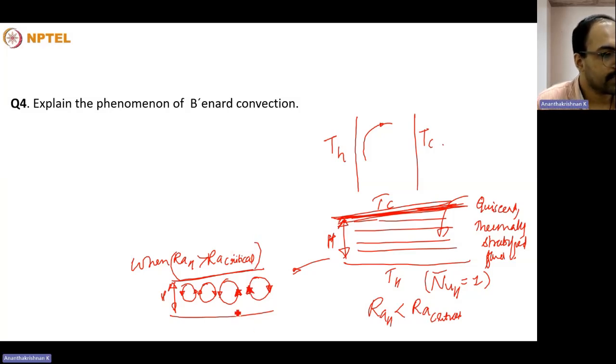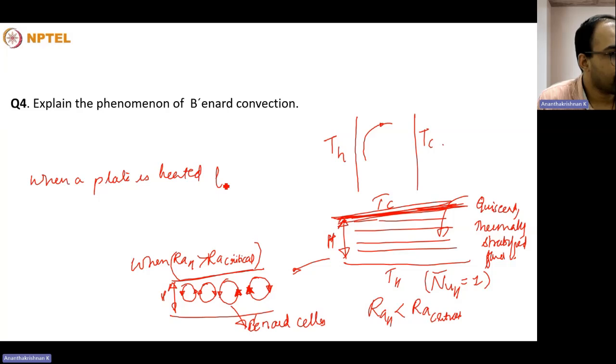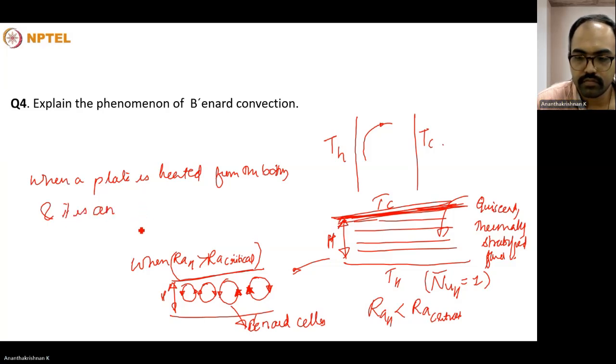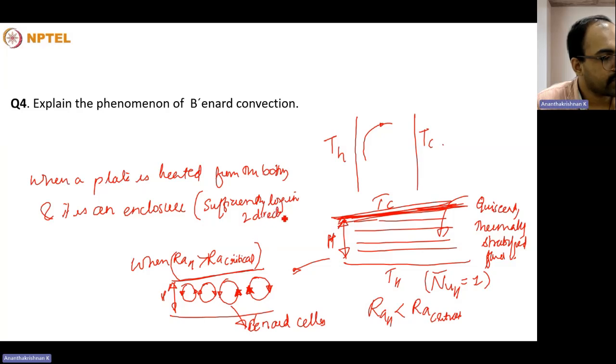So these cells are called Bernard cells or Bernard convection. This is when a plate is heated from the bottom, and it is an enclosure which is sufficiently long in the other two directions, and separated by h.